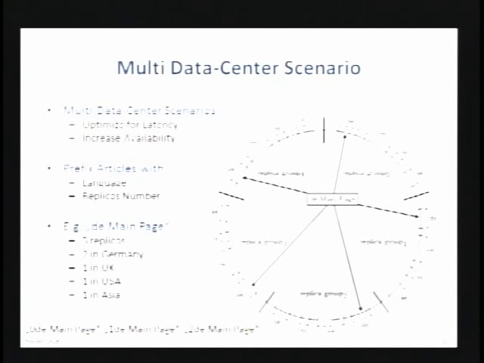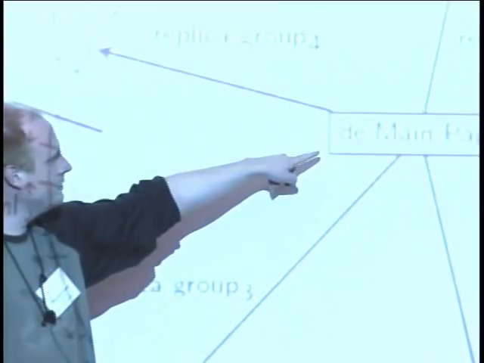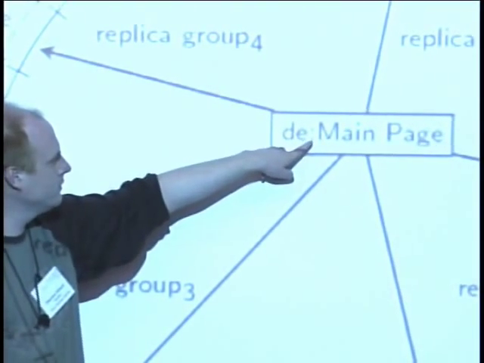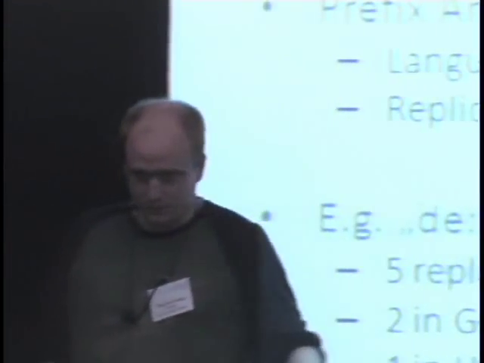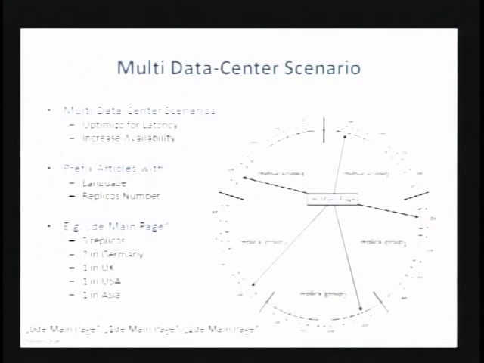We can go to multi-data center scenarios. For the Wikipedia, the keys of our system are the language, a colon, and the name of the page. And for the replication, we prefix these identifiers with 0, 1, 2, and so on, depending on how many replicas you want to have. So the German main page will end up with a replication factor of 5 in 5 places on the ring.